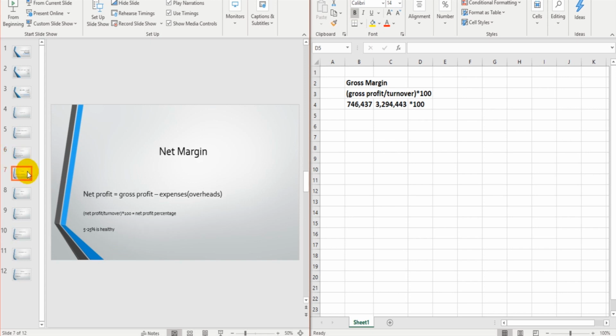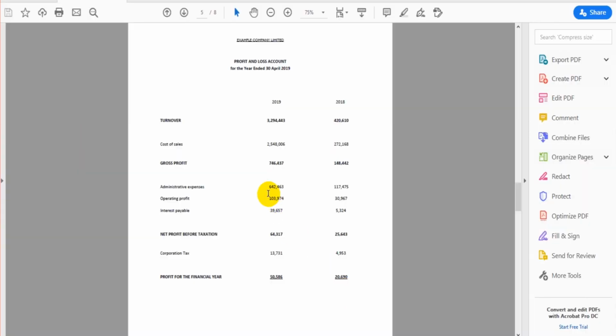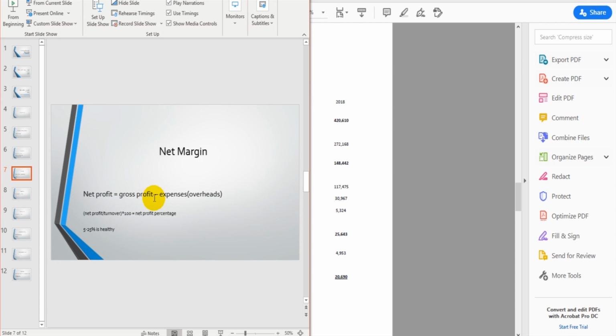How about net margin? So we've done gross margin. How about net margin? So net margin or net margin percentage. Well, let's just remind ourselves what net profit is. So net profit equals gross profit, which we've just had a look at, minus expenses or overheads. So let's bring up the accounts again. Our net profit is down here, 64,317. That is the gross profit minus any expenses and overheads. Once again, this is very basic accounting.